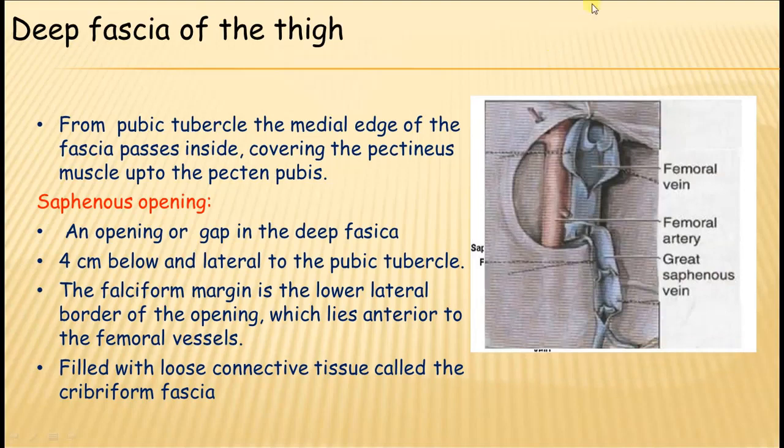So that is the saphenous opening for you, whereas the upper, lateral and inferior margins are very sharp and it is called the falciform margin. Then the medial margin actually passes in a deeper plane in front of the pectineus, going to attach to the pectineal line or pecten pubis. It is behind the femoral vessels, whereas this part lies in front of the femoral vessels.